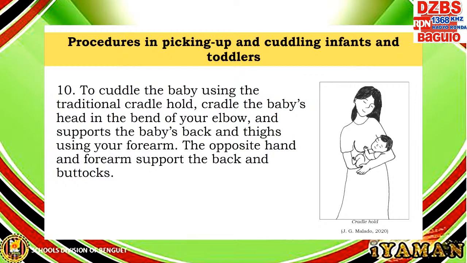To cuddle the baby using the traditional cradle hold, cradle the baby's head in the bend of your elbow and support the baby's back and thighs using your forearm. The opposite hand and forearm supports the baby's back and buttocks, like what is shown in this photo.